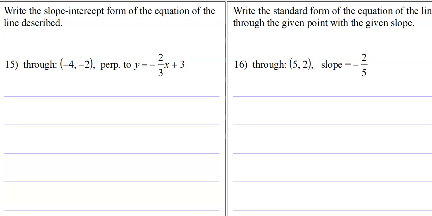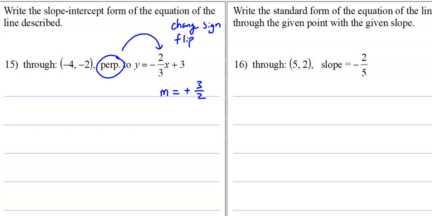Another slope-intercept form. So I got to be perpendicular to this one. Very similar to the last problem, except when I got to be perpendicular, I look at this slope, but I got to make 2 changes. I got to change the sign. This one is negative, so my m has to be positive. And then I have to flip it, reciprocal. So flip 2 over 3 to 3 over 2. So my m's got to be 3/2. So we have y equals positive 3/2 x plus b.